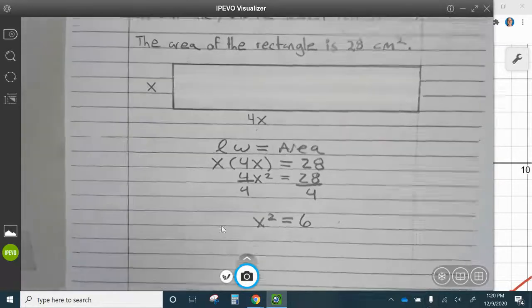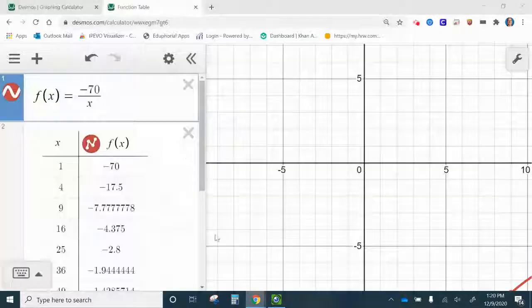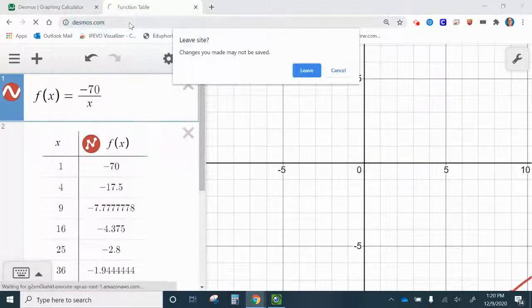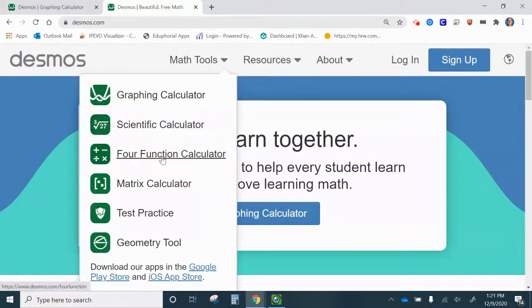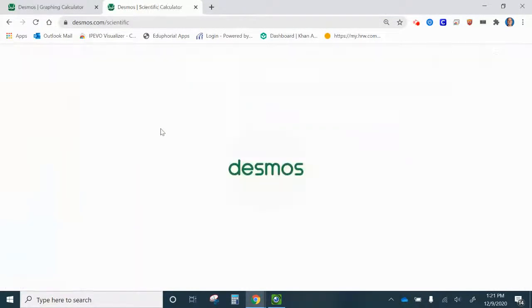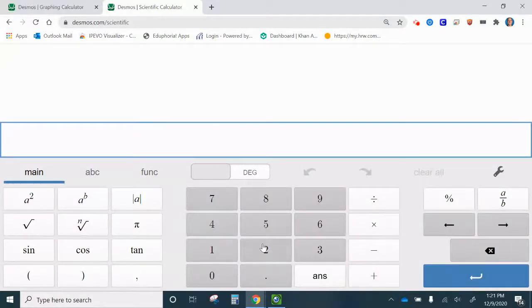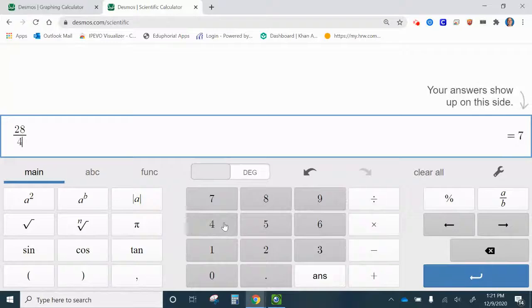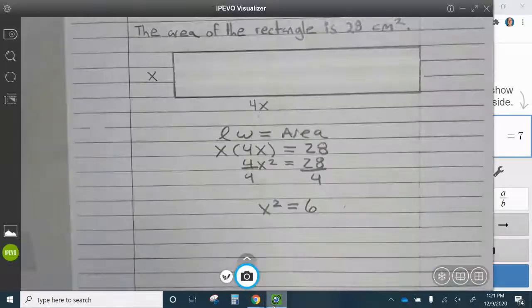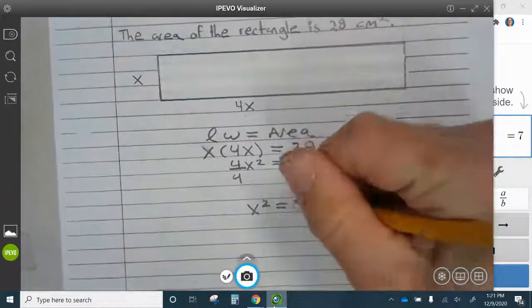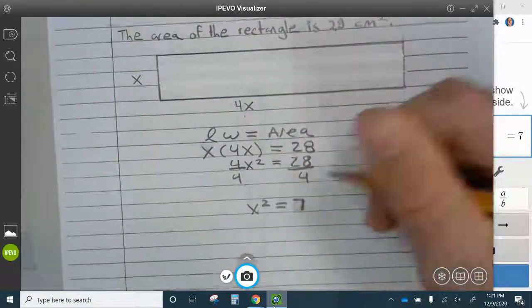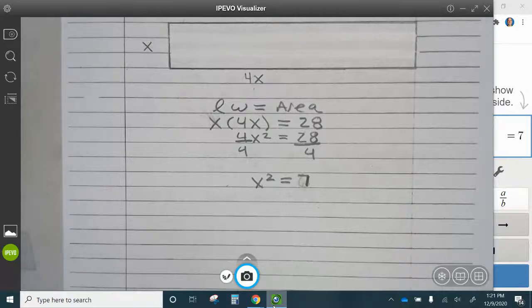Let me double check. It's always a good idea to check your multiplication or division to make sure you don't make a calculation error. 28 divided by 4 is 7. So look at that, I almost made a mistake. So x squared equals 7. Again, it's always a good idea to check your calculations.